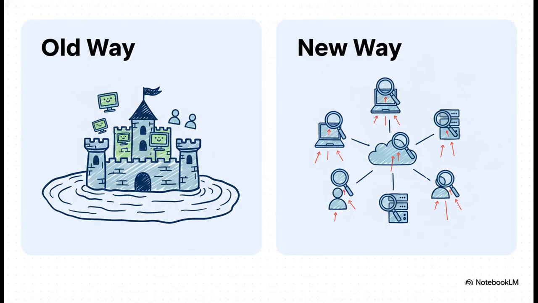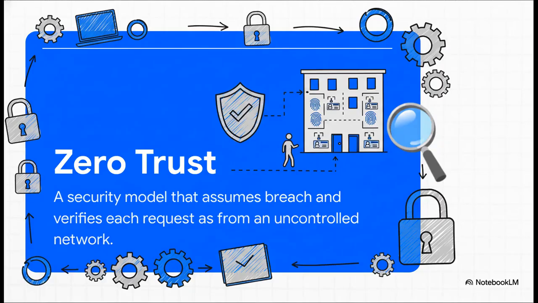Okay, exam alert. Listen up, because you will almost certainly get a question on this. The old way was trust but verify. The new way, Zero Trust, is never trust, always verify. That's the whole game. It's a simple phrase, but it changes everything. So, what does that really mean?